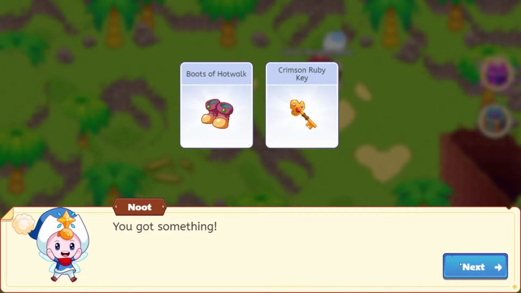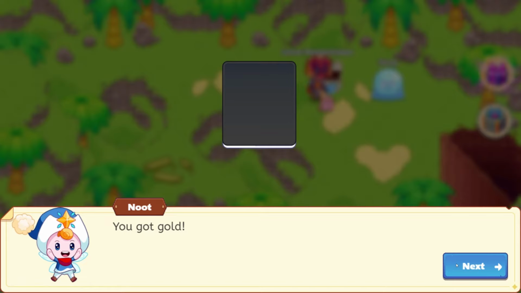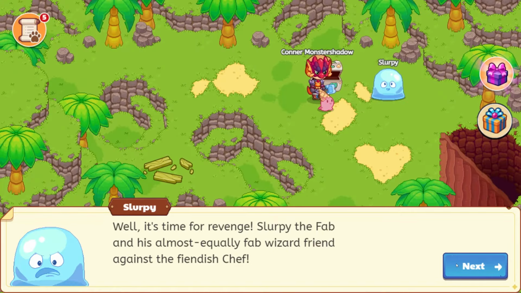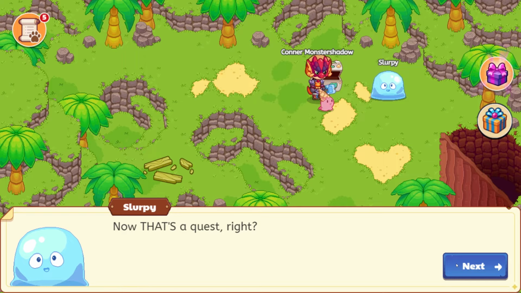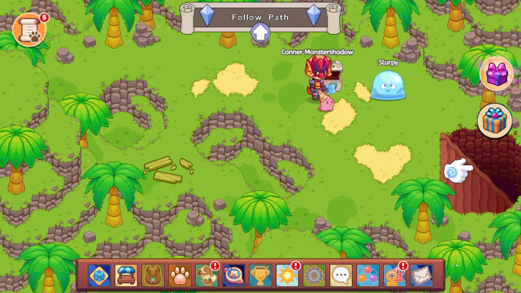Awesome. Valiant effort, my wizard sidekick. Thank you, Slurpee. 200 gold. Well, it's time for revenge. Slurpee the Fab and his almost equally fab wizard friend against the fiendish chef. Oh no. Now that's a quest, right? Sounds very questy, dude. Of course, you'll be going alone. I got more important things to do, like planning and stuff. Sure. All right, let's go.